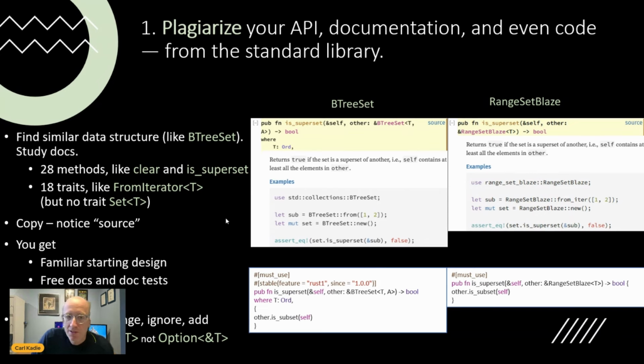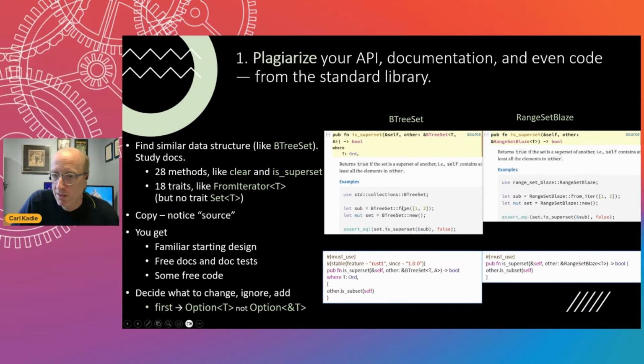So by plagiarizing things from the standard library, you'll get a familiar starting design. That's good for both you and for any users you have. You'll get free documentation and documentation tests. And in fact, you might even get free code. When I looked at the code for BTreeSet for is_superset, between two things, self and other, I found out that all it does is apply is_subset to other and self. And so in my implementation of is_superset, I just did exactly the same thing.